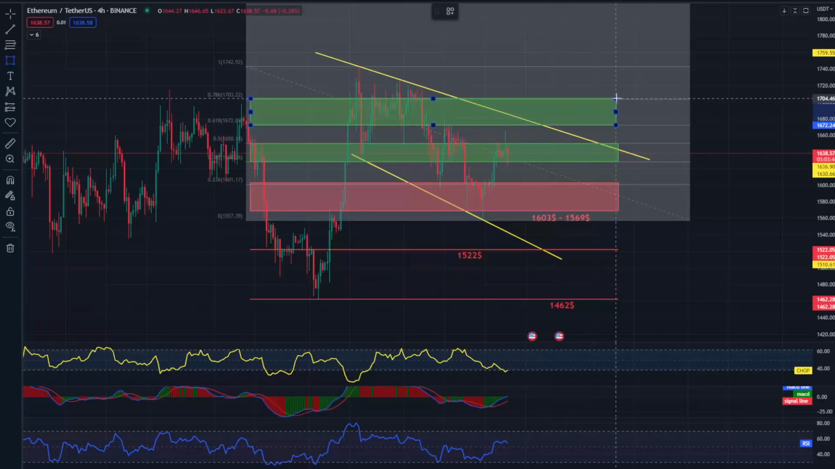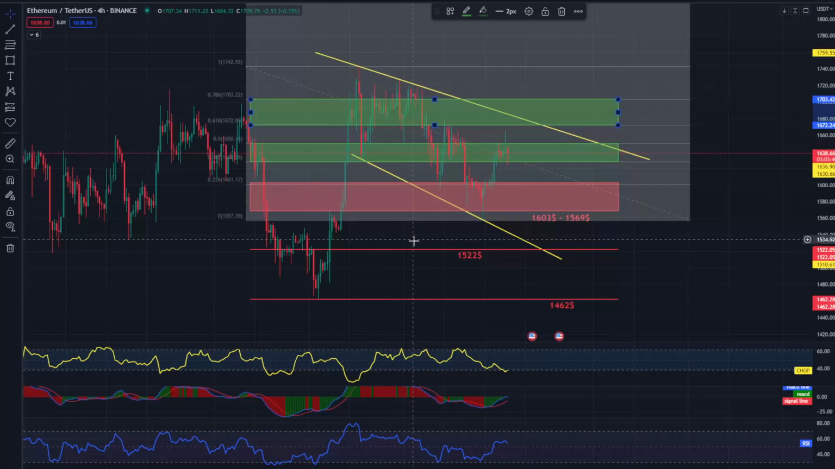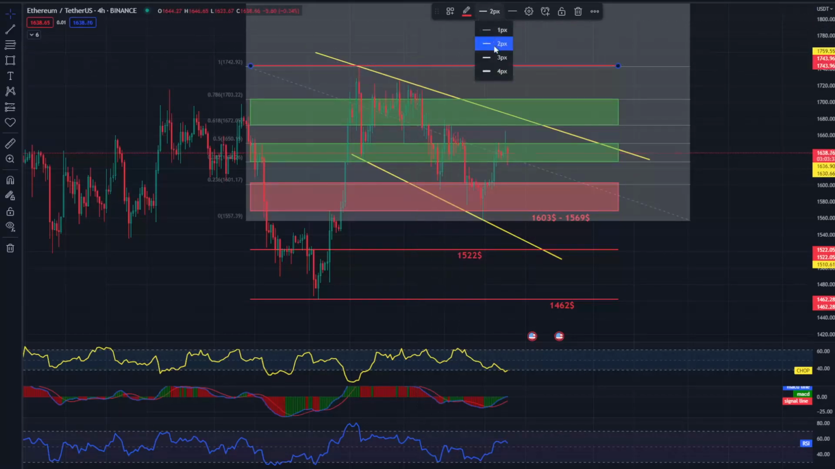We still have a second zone from $1,672 to $1,703. Only when we overcome it will the price move towards resistance at $1,743.